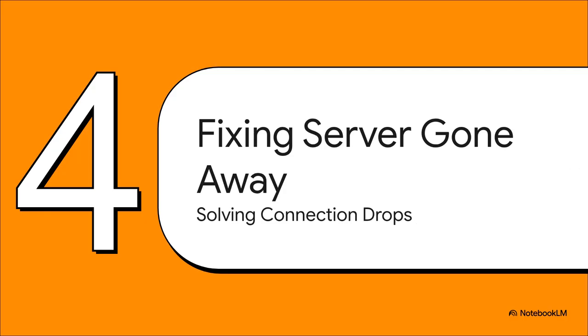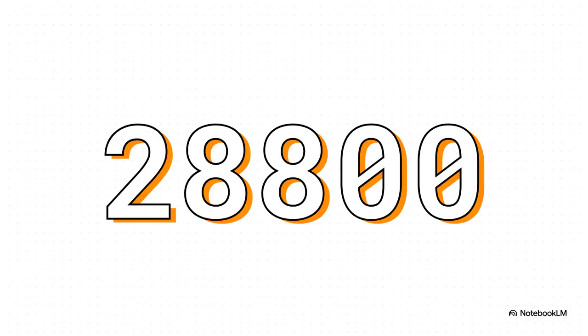Moving on to part 4, fixing server gone away. 28,800. That is a massive number. It's the default wait timeout in seconds, which translates to exactly 8 hours. After 8 hours, MySQL will just silently close an idle connection. So picture this, your Python app connects, goes to sleep for the night, and then tries to query the database the next morning. But the server already hung up the phone. Boom, you get the dreaded MySQL server has gone away error.